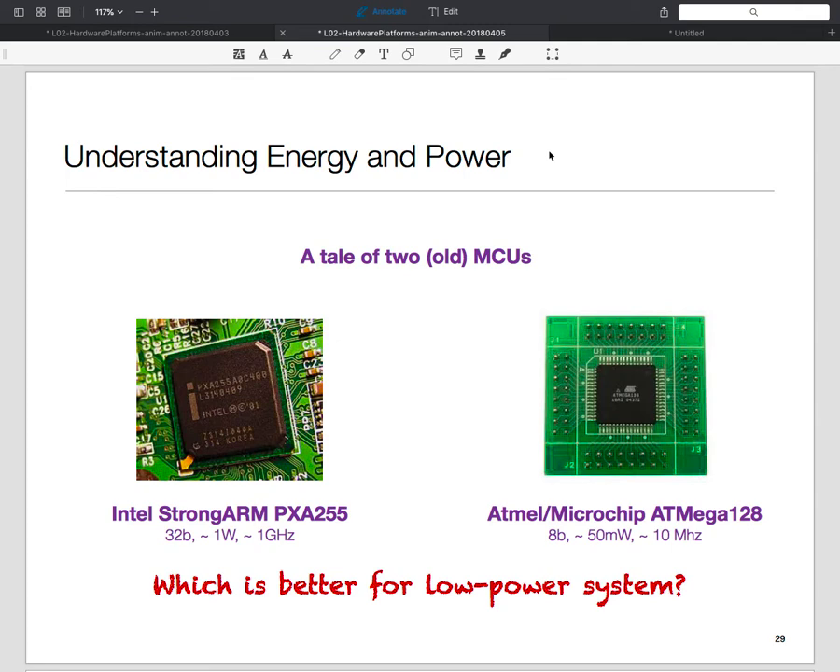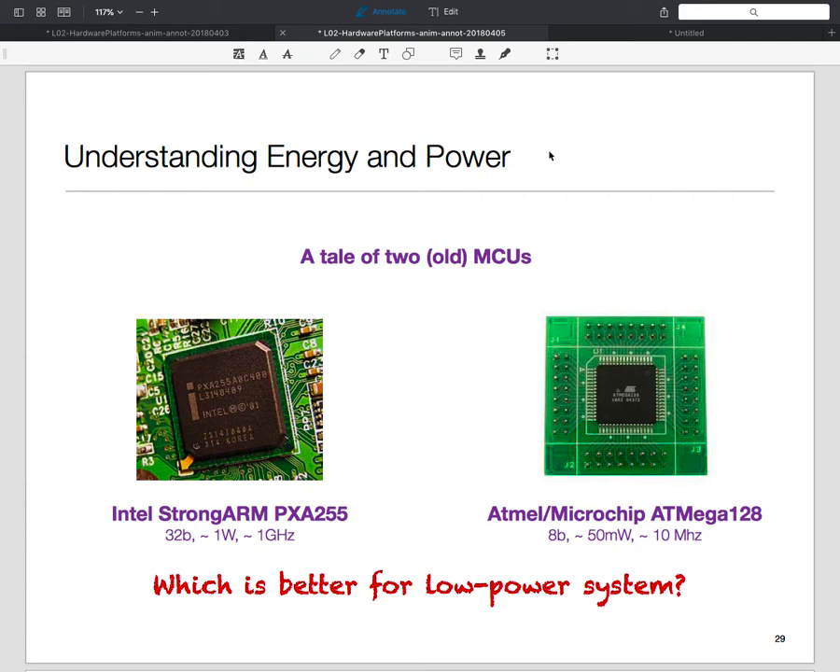So this is two old MCUs, mostly because that's where I have the numbers, but the story holds. One was from when Intel used to make ARM-based chips, early 2000s, the 2000 to 2010 timeframe. The 32-bit processor MCU consumes around a watt or so at peak, and can go up to a gigahertz. So pretty high-end as MCUs go. This other one is the chip that you find in Arduinos, the Atmel ATmega128. An 8-bit processor that consumes around a few tens of milliwatts and runs at 10 to 15 megahertz.